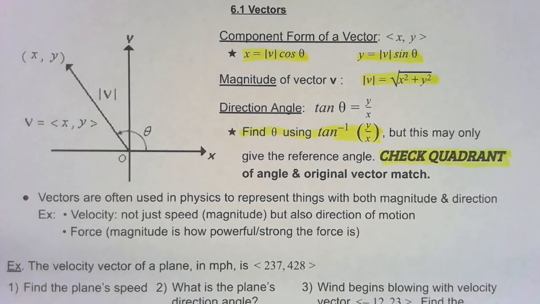So the idea is if you just have speed, if you just look at the speedometer on your car, it says 65 miles an hour. All that tells you is how fast you're going. You have no idea what direction. Is it north, south, east, west? Is your car in drive or in reverse? Hopefully you're not going 65 miles an hour in reverse, but you don't know just by looking at the speedometer.